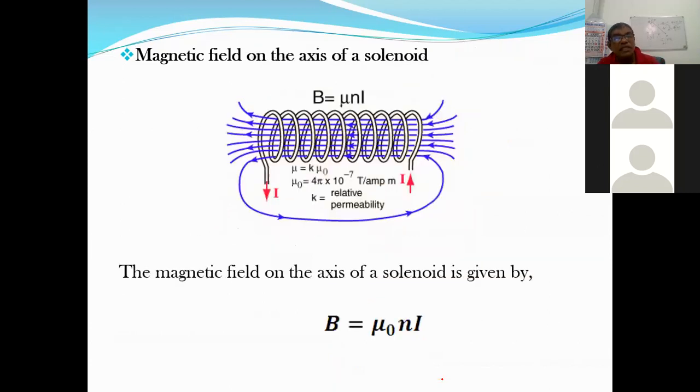Now the third application is that we can consider it as a solenoid. So for a solenoid, B is equal to mu naught n I.